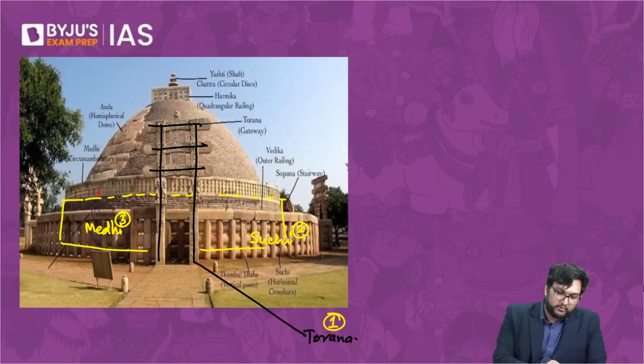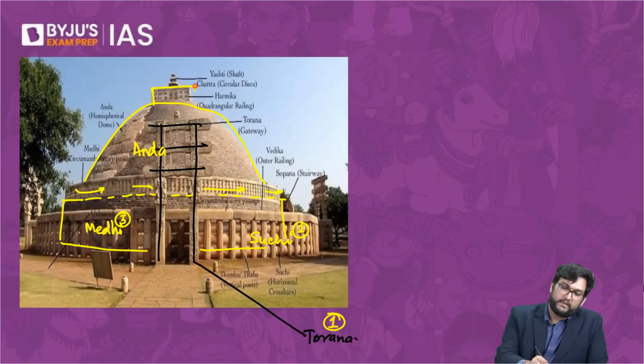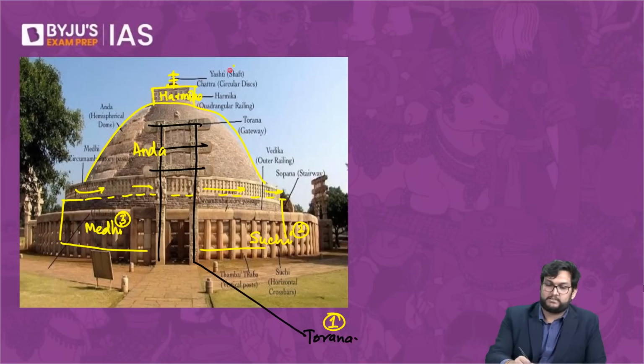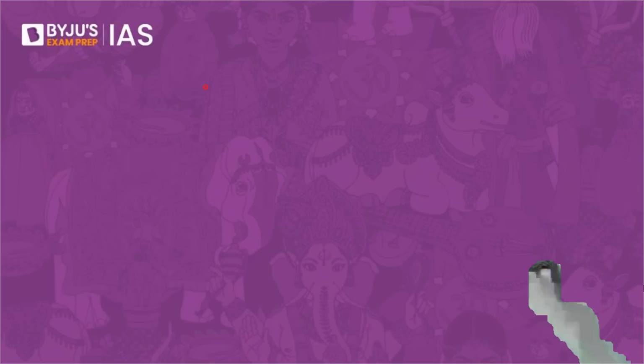Thereafter, you have the Pradakshin Path, then the Anda, then the Harmika, the Yashti, and the Chhatras. Yashti, Harmika, Chhatra.